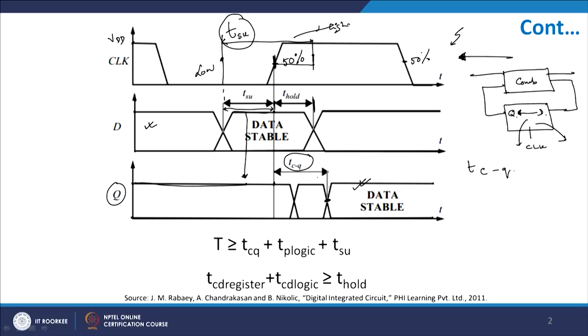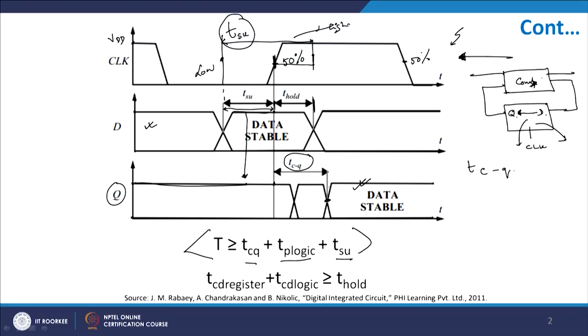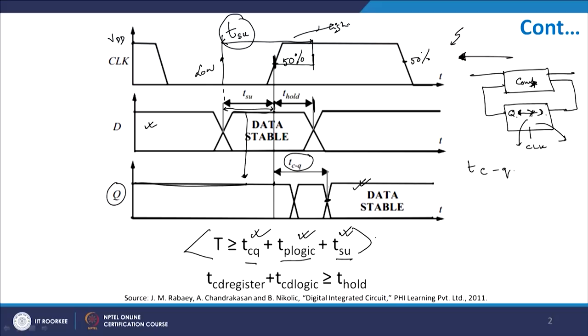If you look very carefully, the capital T, which is the clock period, should be at least greater than TCQ plus T_p logic plus T setup. T_p logic is the delay of the combinational logic cell, because there will be some delay there also. So this delay is TCQ, this delay is the combinational logic, and this delay is setup. You have to wait at least this much time before any output appears, so your clock period T should be greater than or equal to this value for proper evaluation.